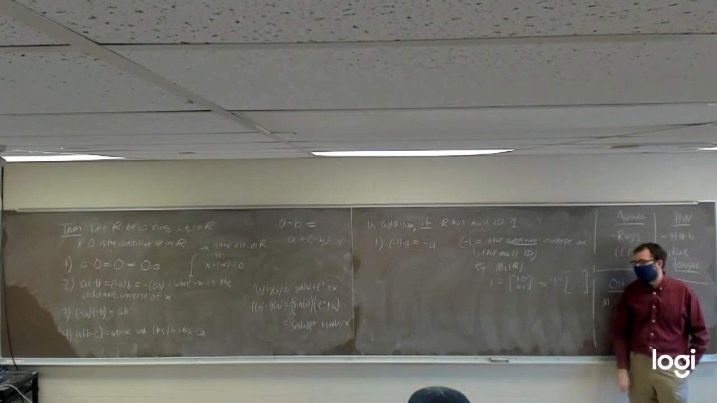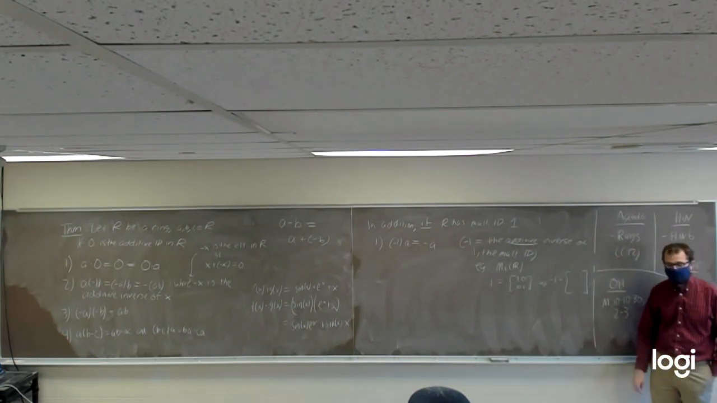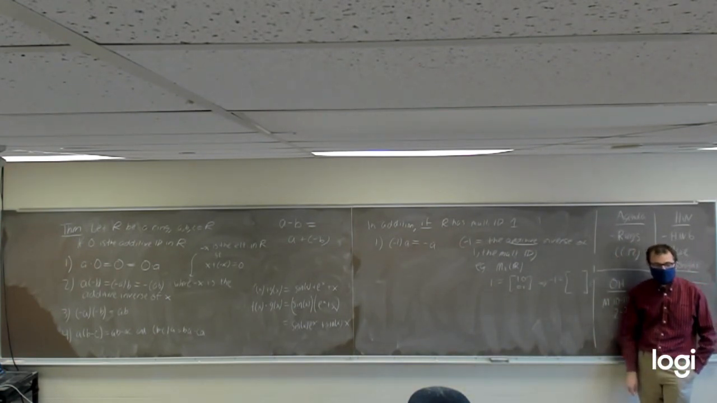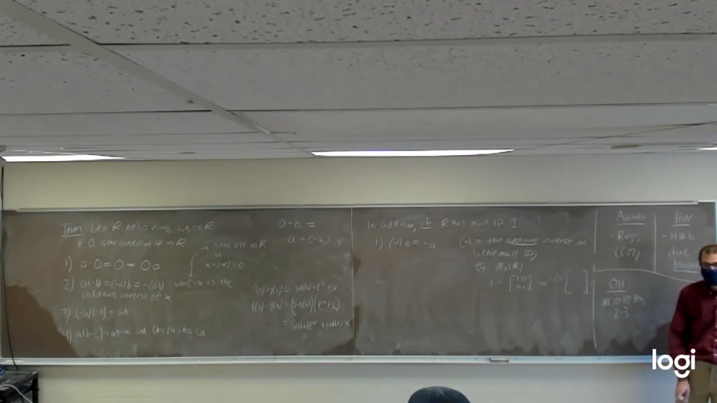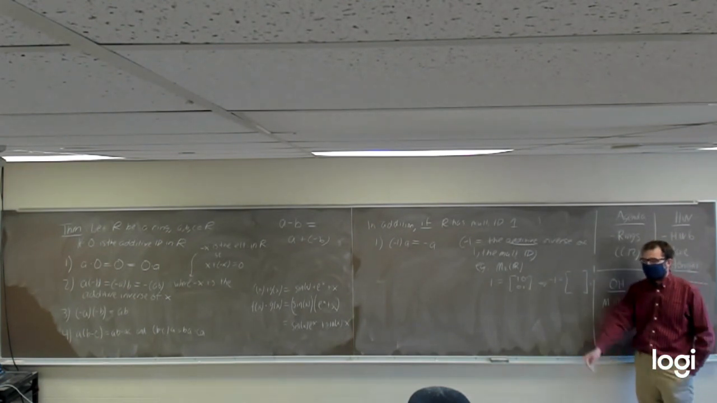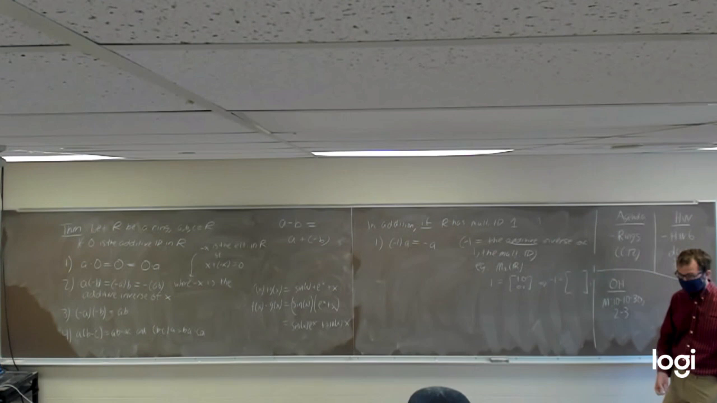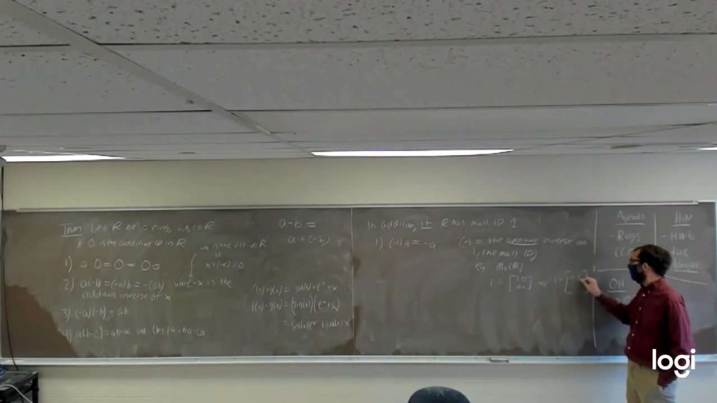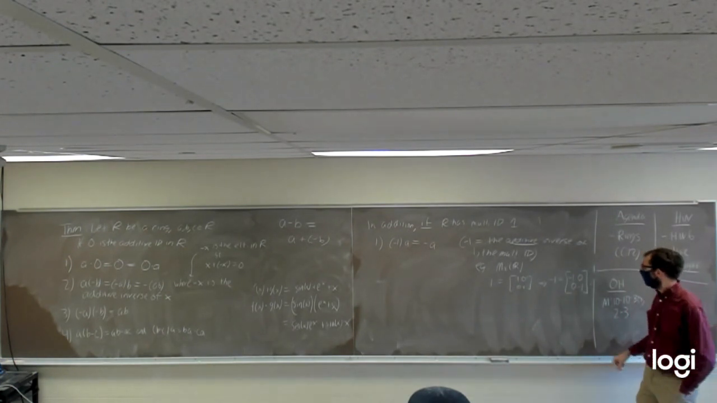So what would the -1 be in this ring? What would the additive inverse of our multiplicative identity be then, in other words? Where our multiplicative identity is 1, 0, 0, 1. -1, 0, 0, -1. Yeah. It's just going to be the negative of that matrix.